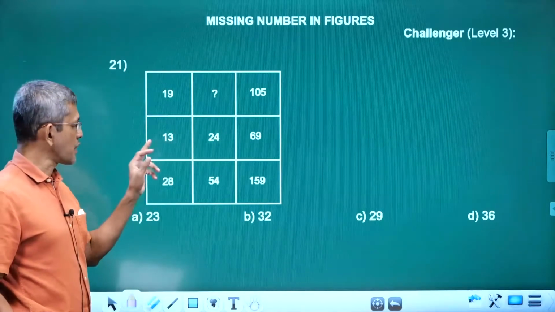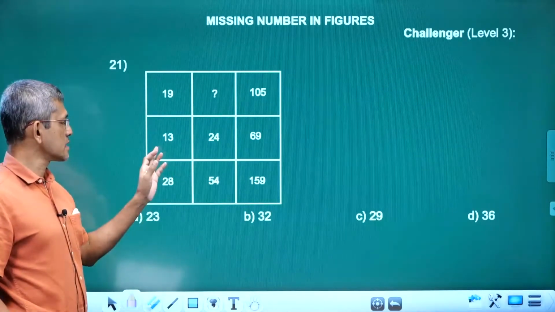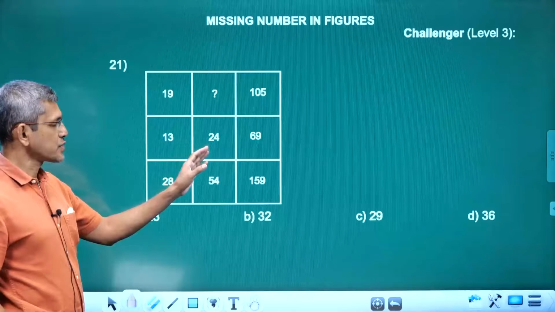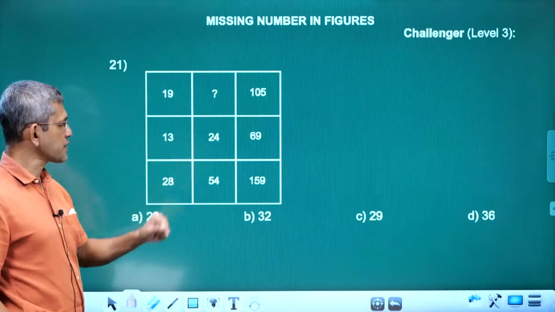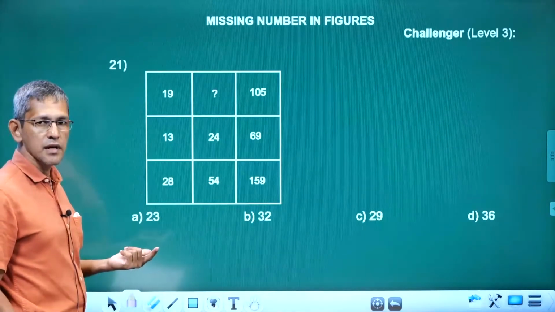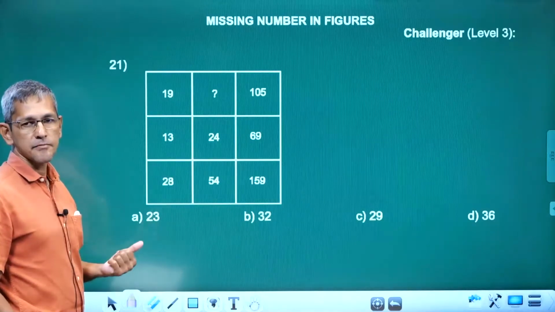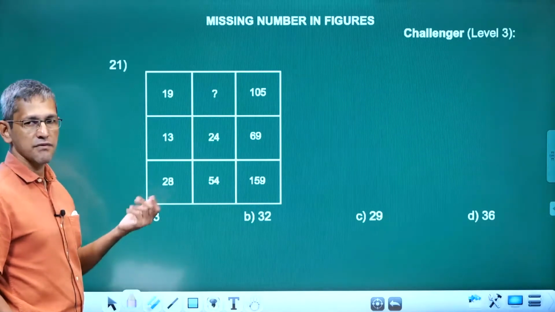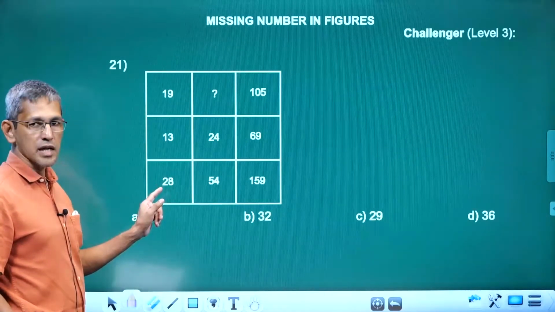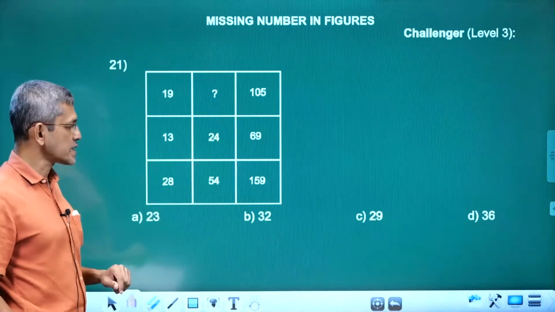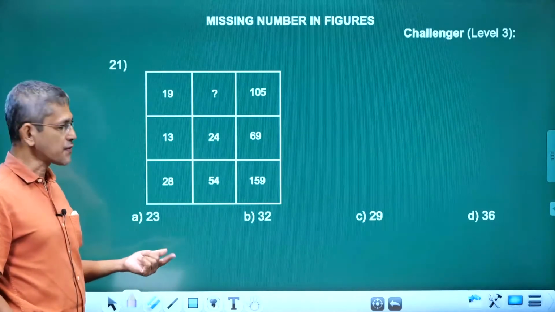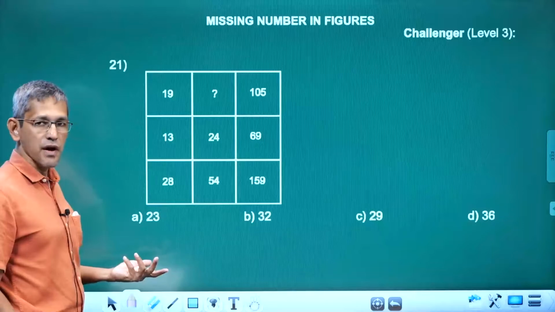If you look row-wise, 13, 24, and 69. What is that pattern? 13 plus 24, how much is that? 37, correct? 37, and this is 69. So 37 plus 32 is 69. Where did 32 come from? We have no idea. How about 28 and 54? 28 and 54, how much is that? 82. 82, and this is 159. So 82 into 2, how much is that? 164. This is 159. So it is minus 5.